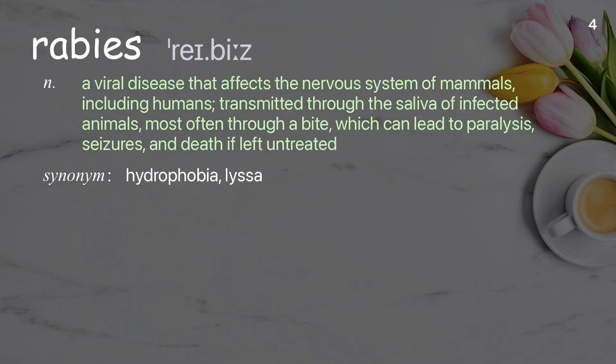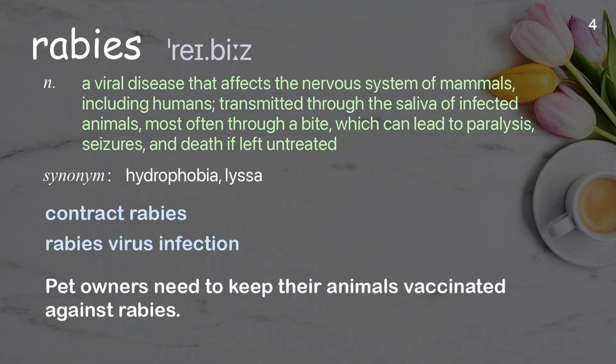Rabies. A viral disease that affects the nervous system of mammals, including humans, transmitted through the saliva of infected animals, most often through a bite, which can lead to paralysis, seizures, and death if left untreated. Examples: Contract rabies. Rabies virus infection. Pet owners need to keep their animals vaccinated against rabies.